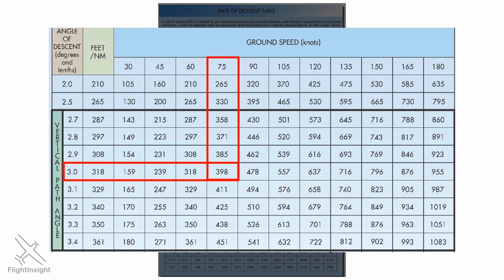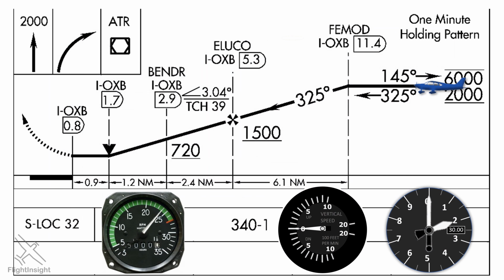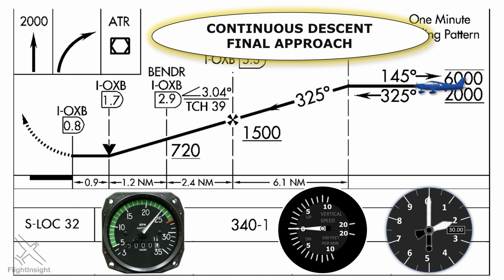We find where they intersect and read our descent rate at 398 feet per minute, just as we saw in the cockpit just now. If we can fly this descent rate from the final approach fix down, we'll stay on that indicated 3.04 degree glide path. This technique is called a continuous descent final approach, or CDFA. Let's see how it's flown.